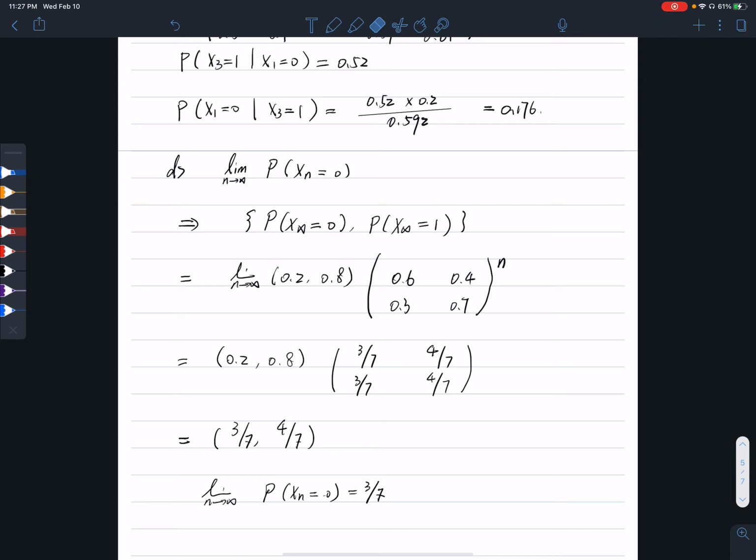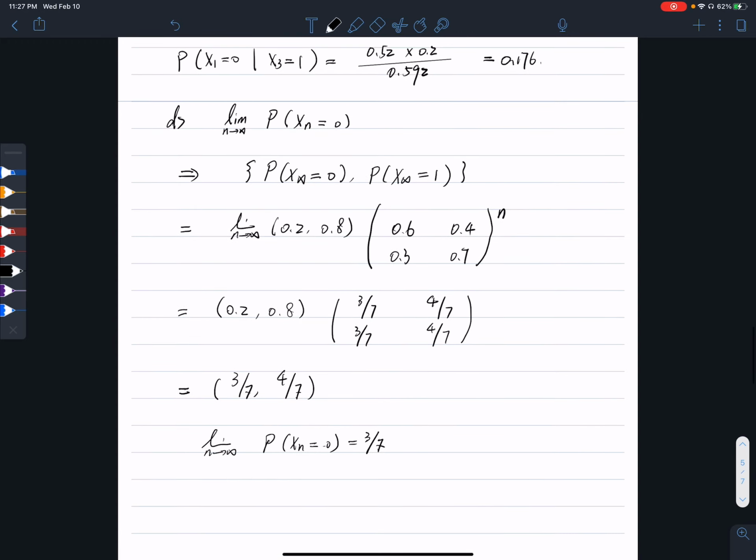So here we just put n going to infinity. After calculating this, we get the matrix with 3/7 and 4/7 in each row. We multiply 0.2, 0.8 by this matrix, and we got 3/7 and 4/7. So basically, we got the limit of the probability of xn equal to 0 is 3/7.